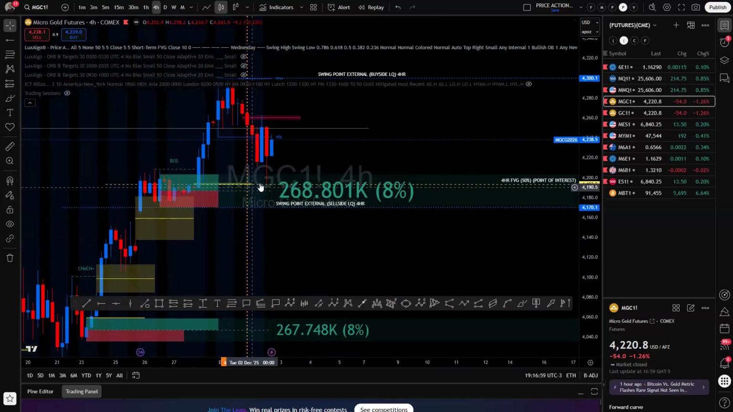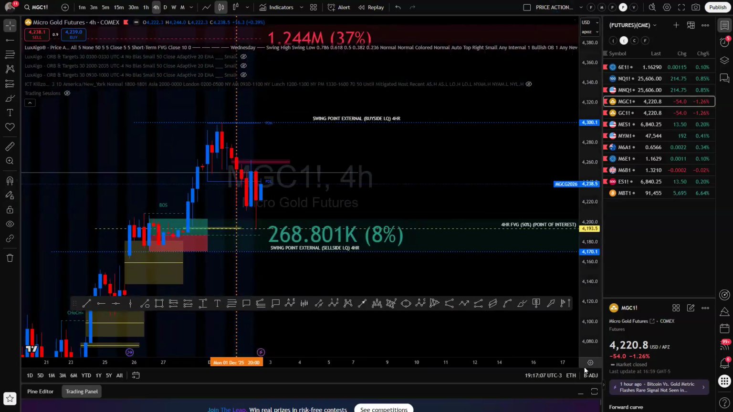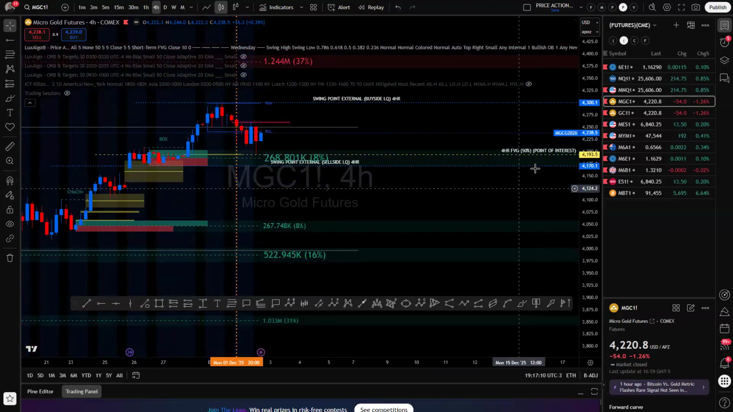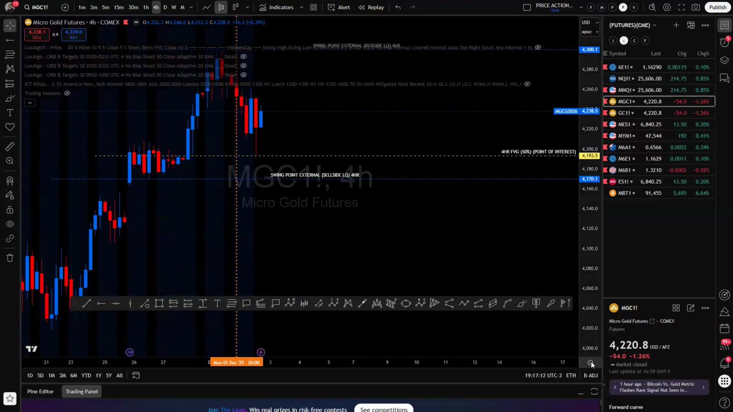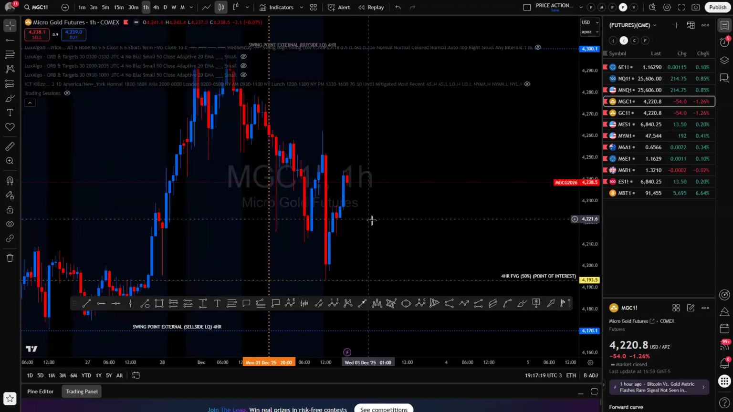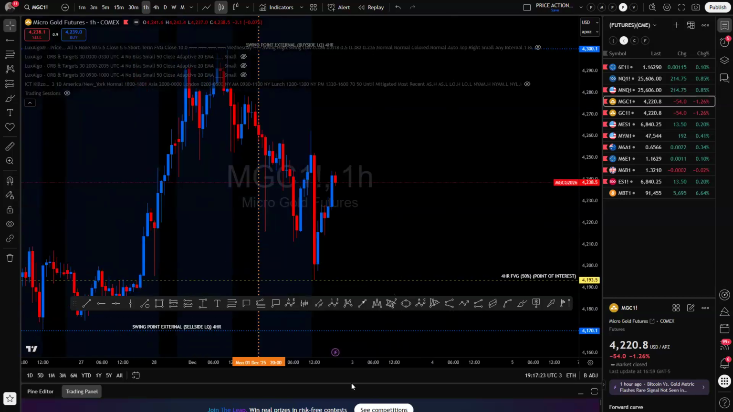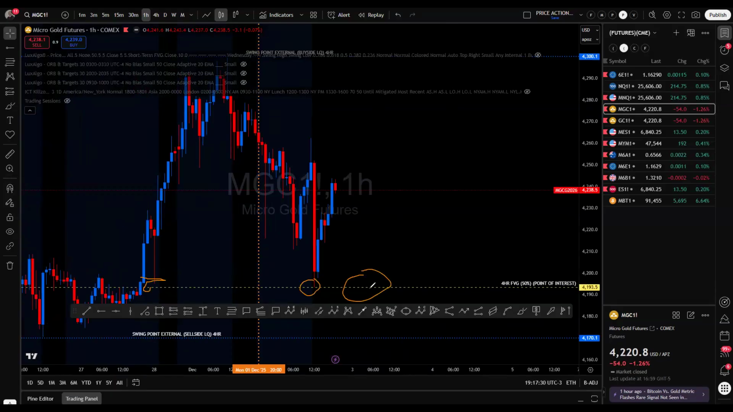So we will probably want to see a sweep at this low, this fair value gap, and price continue to go up. Now let's go to the 1-hour time frame. Okay, so we marked up our point of interest. Now you notice here that we actually had a sweep. So our point of interest is on point here.